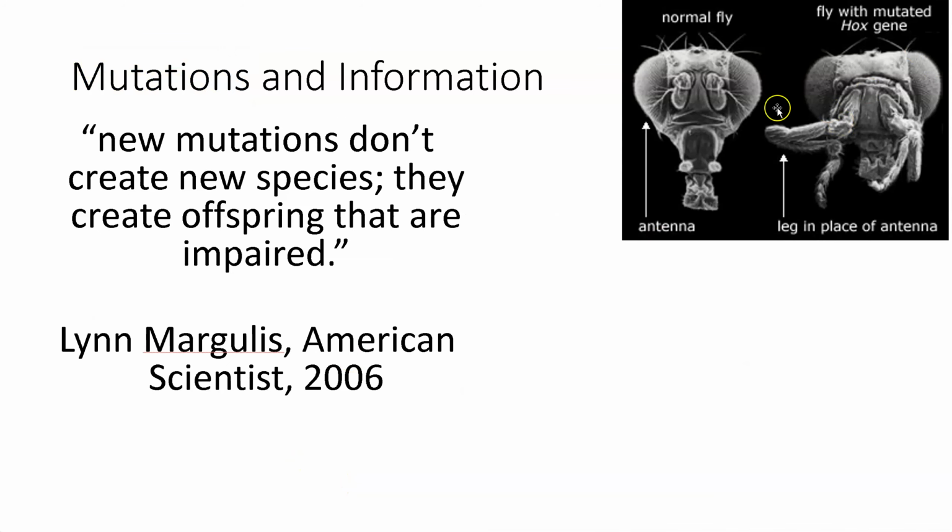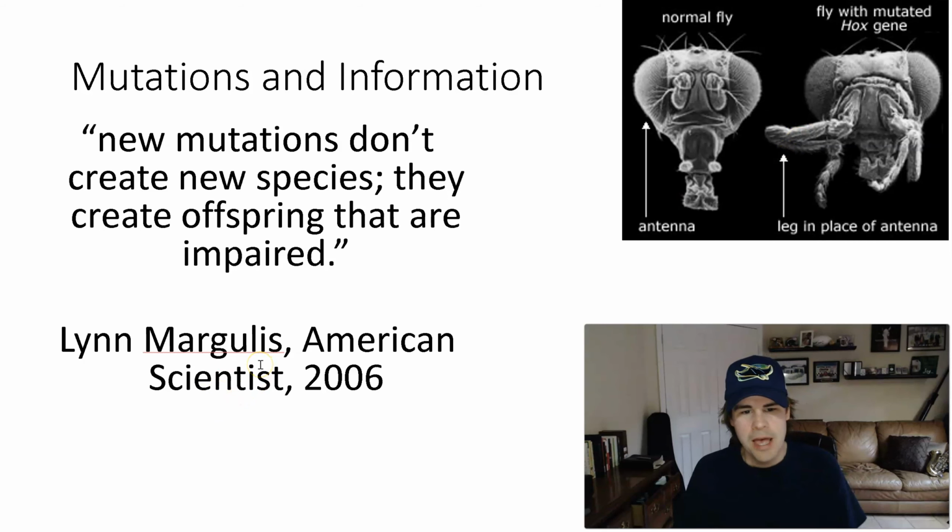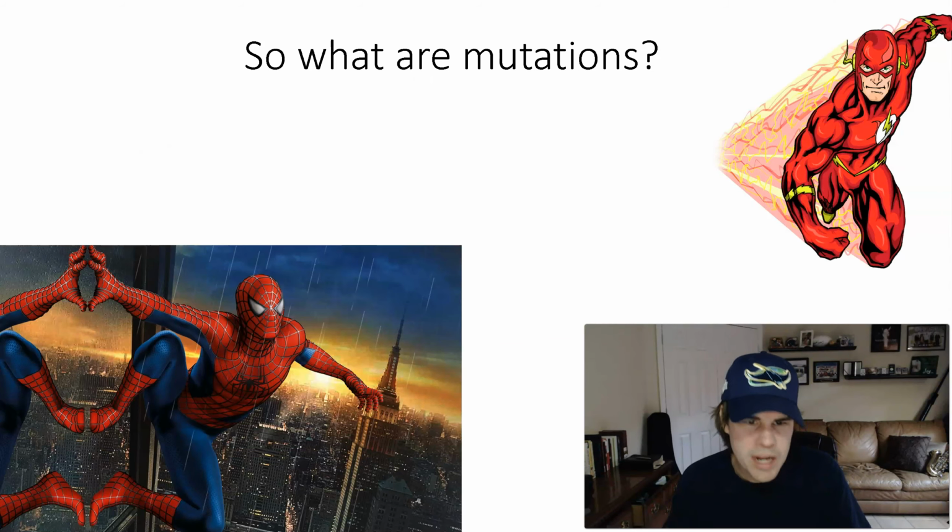So this is an example of mutation. This is a Hox gene. I'm not going to talk about Hox genes here. That's a high school concept. But nonetheless, there's a mutation, and where the antenna should be, you now see legs based upon mutation. This is actually from an American scientist. New mutations don't create new species. They create offspring. So what exactly are mutations?